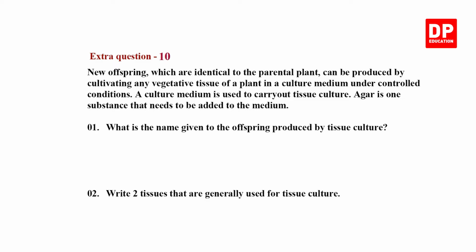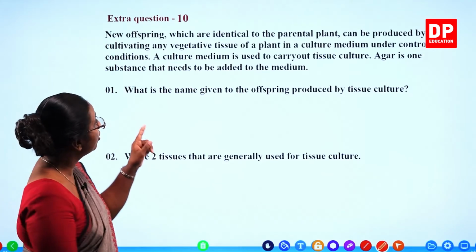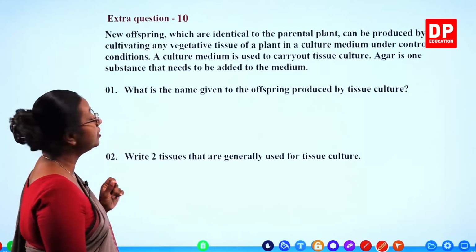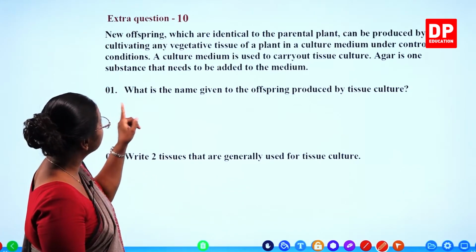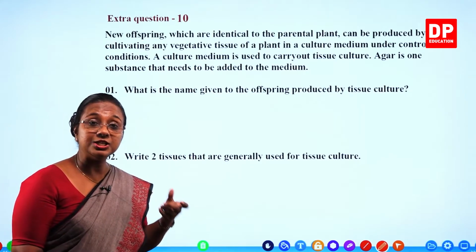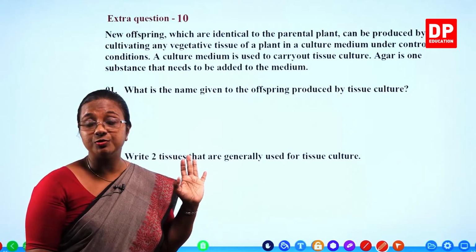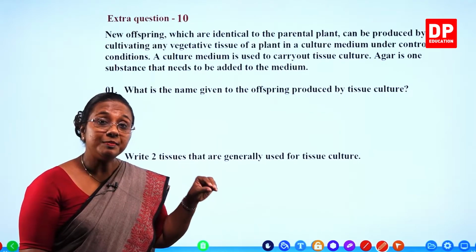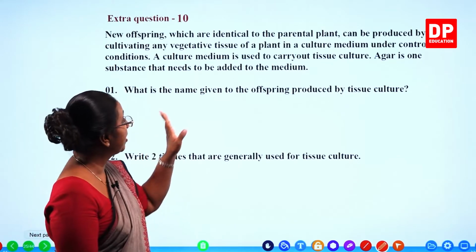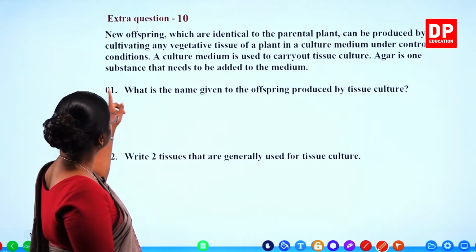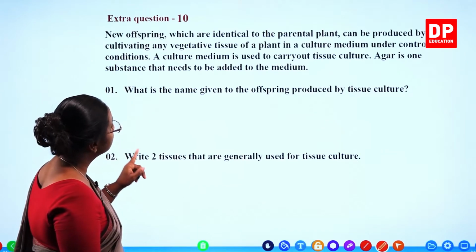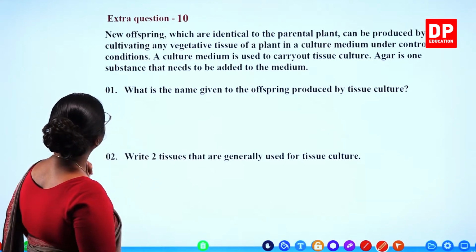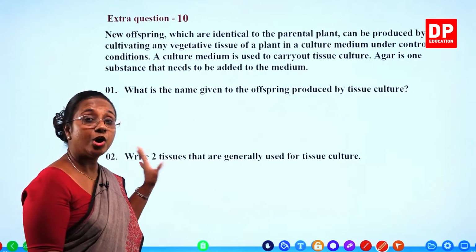Extra question 10. New offspring which are identical to the parent plant can be produced by cultivating any vegetative tissue of a plant in a culture medium under controlled conditions. So you all know what this method is. It is tissue culture. There we can produce new offspring which are identical to the parent plant, because you are going to take a tissue from the parent plant and that will be used to produce all the new offspring. So the genes from the parental plant are going to be used. So exactly the same or identical offspring are produced. And for that, we need to have a culture medium and controlled conditions. You all know that, students. So a culture medium is used to carry out tissue culture. Agar is one of the substances that needs to be added to the medium. You all are familiar with that.